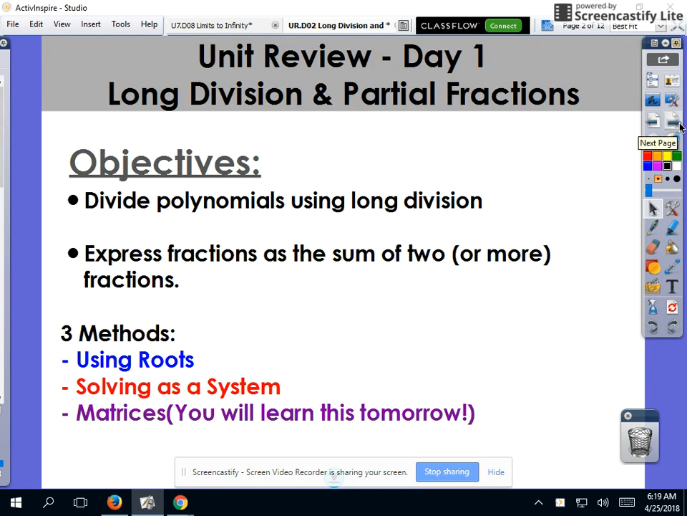All right, so for today, we're doing a few different things. We're dividing polynomials using long division, which is something that we haven't done in a while. Actually, I don't think in this block we have done it at all, but we're going to work through that. We're going to express fractions as a sum of 2 fractions, and then we're going to use specific methods. Using roots, solving as systems, and then matrices, which we've already learned.